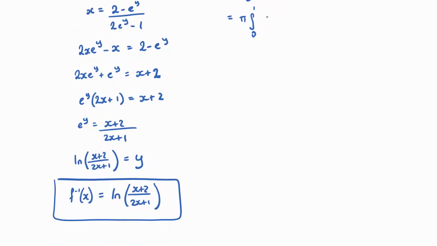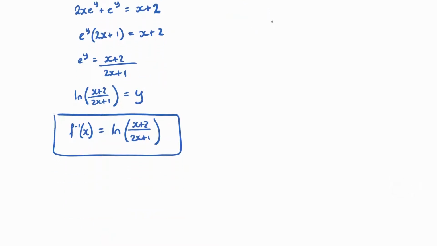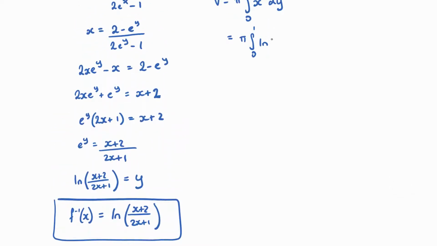So the one we're integrating would be ln of y plus 2 over 2y plus 1, and it's all of this squared, dy.